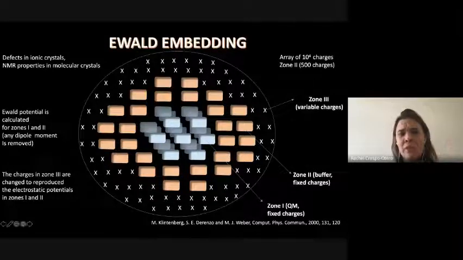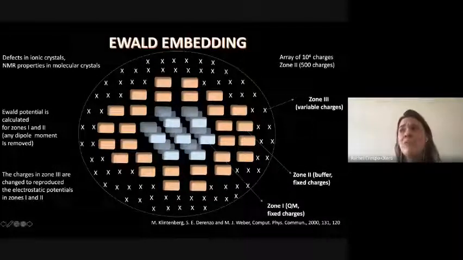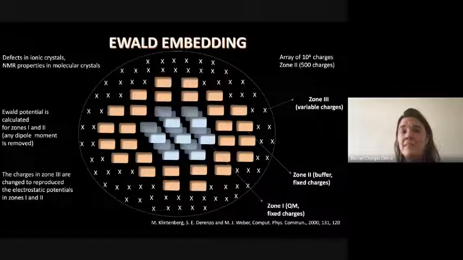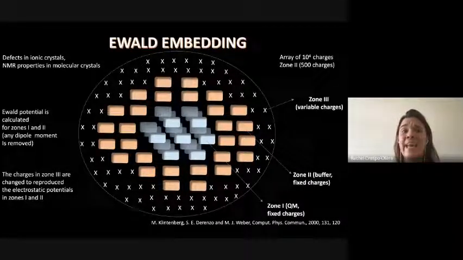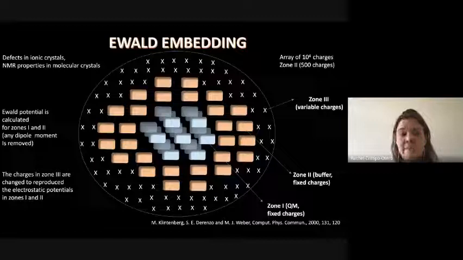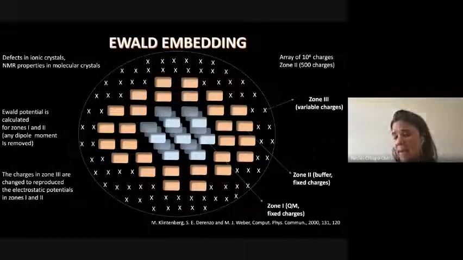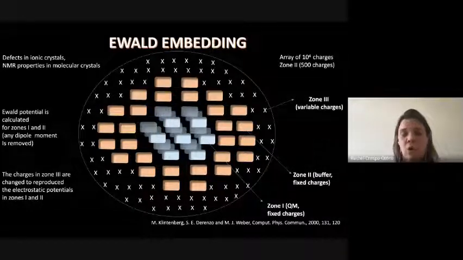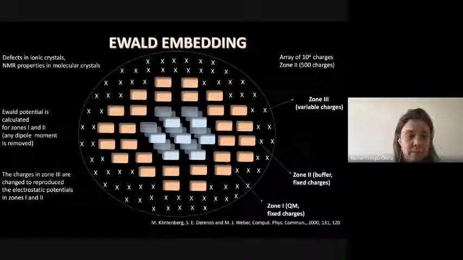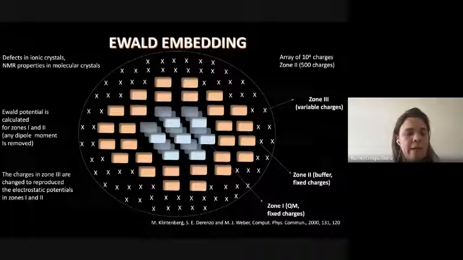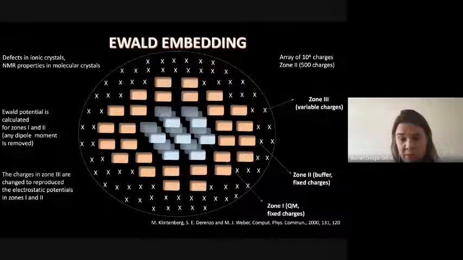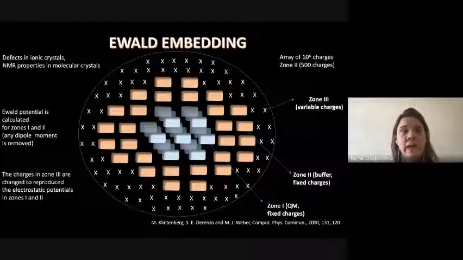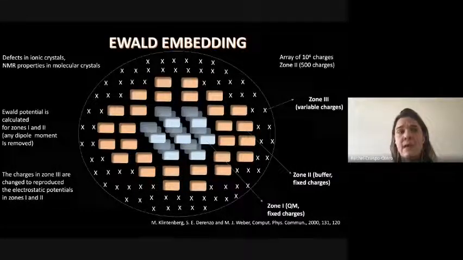This kind of method has been used in the past quite a lot to deal with defects in ionic crystals and also to calculate NMR properties in molecular crystals. Using them to calculate excited states has started very recently. We took as a reference the work by Cioffini's group. They work with these methods and they use it for a set of molecular crystals.